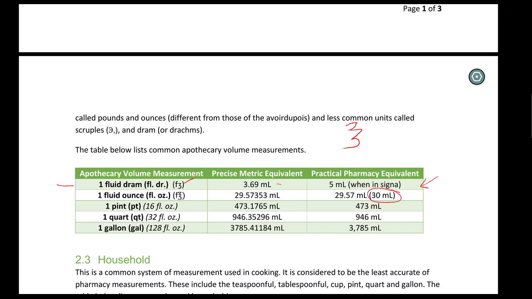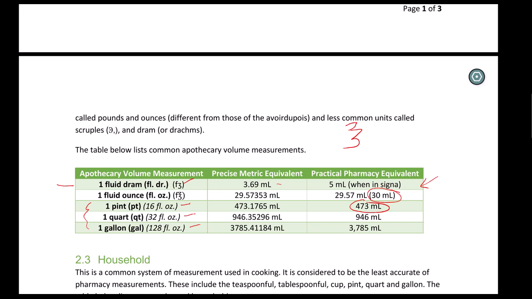Then you have the pint, the quart, and the gallon over here. If you take into consideration that the pint is 16 fluid ounces, the quart is 32, and the gallon is 128, you can do your numbers easily. But one of the ones which I think you should know off the top of your head is 473 mLs for 1 pint. Very important number.